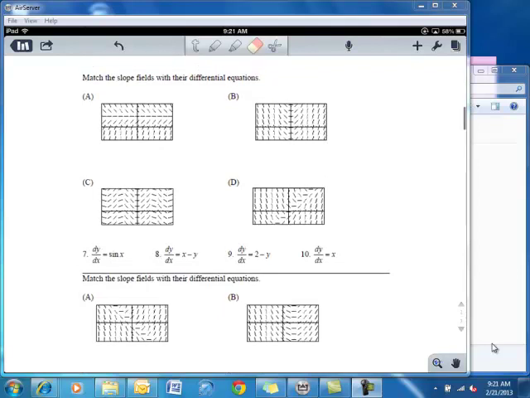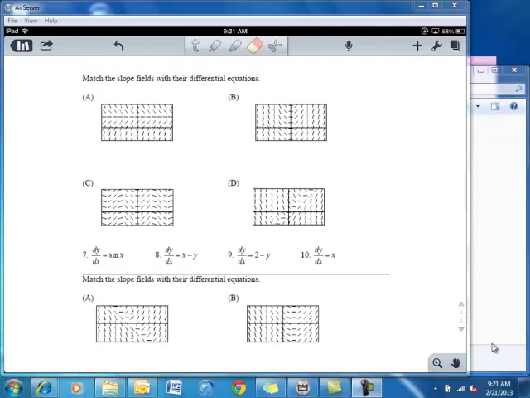Through 10. We're going to attempt to do some matching, and there are a number of ways to do this matching. I want you to notice a couple of things. We're taking slope field graphs and attempting to match those slope fields with differential equations. Notice that all of your options down here, 7, 8, 9, and 10, are differential equations.